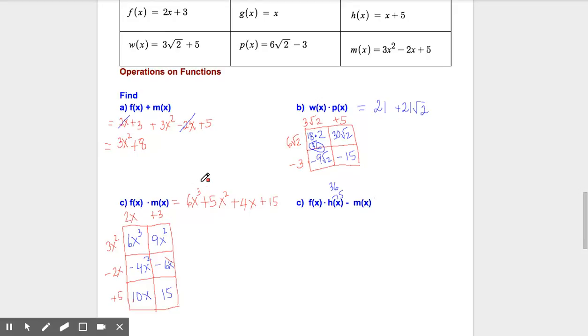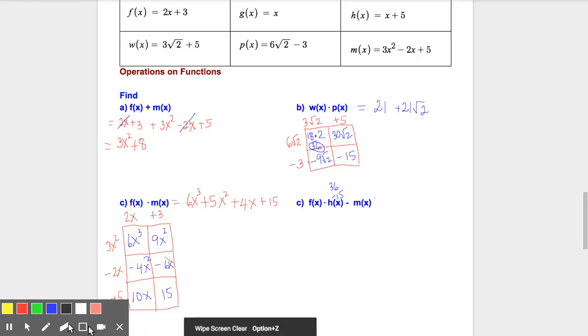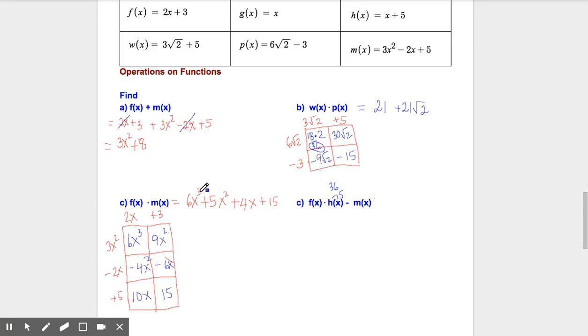Notice that there are 4 terms. The first term is 6x cubed. The second term is 5x squared. The third term is 4x, and the fourth term is 15. This is called a polynomial, where the highest exponent is the degree, and the number in the front is called the leading coefficient. And since there are 4 terms, we call this a quadrinomial.